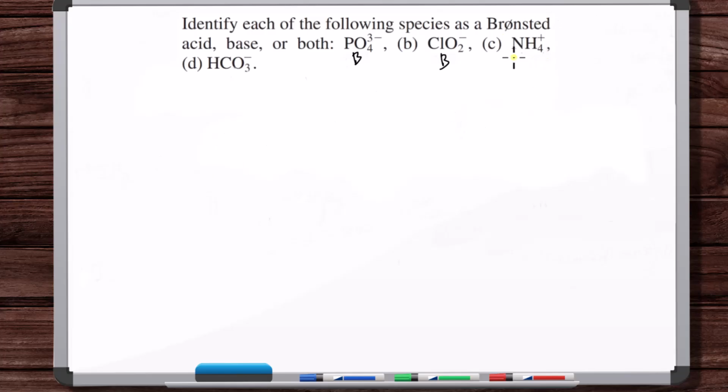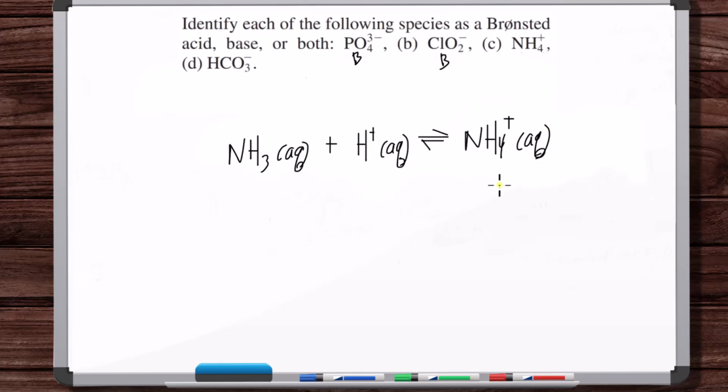Okay, NH4 plus, well, we know where this comes from when you dissolve ammonia in water. So let's do this. This is a reversible reaction. Okay, so here's the species we're being asked about. So in water, this is going to yield H plus ions to some extent. So this is an acid. This acts as an acid.